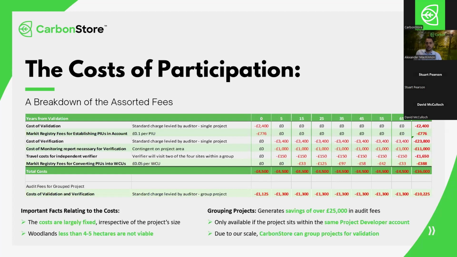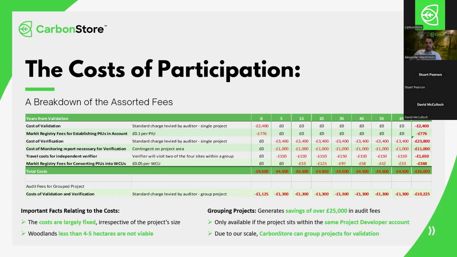A monitoring survey is necessary. The 18-page project progress report must be completed, and again, the audit costs are not inconsiderable. As a result, the total costs for a 65-year project are close to £36,000. There are 3 further points to highlight about the costs.